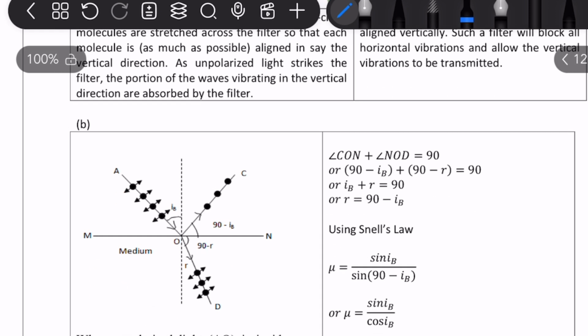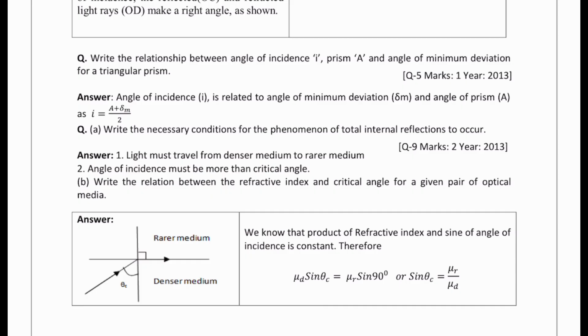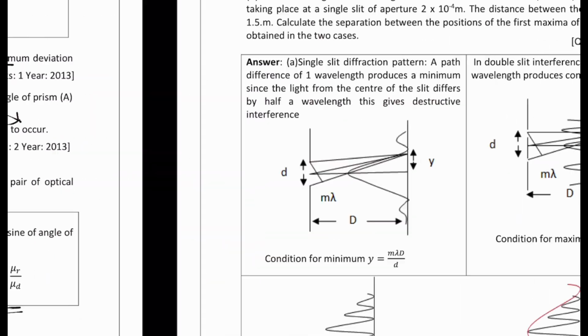Let's move to next question. Write the relationship between angle of incidence i of a prism and angle of minimum deviation, that we already covered. Okay. Write the necessary condition for the phenomenon of total internal reflection. When the angle of incidence is more than the critical angle, then total internal reflection. And this we already know from standard 10 onwards, nothing special.